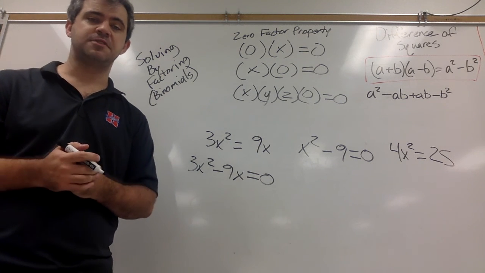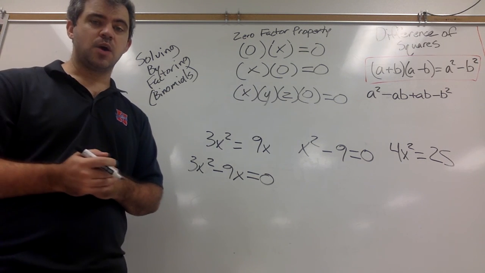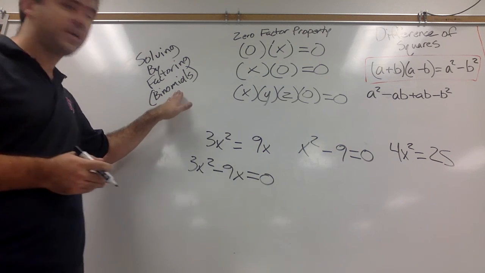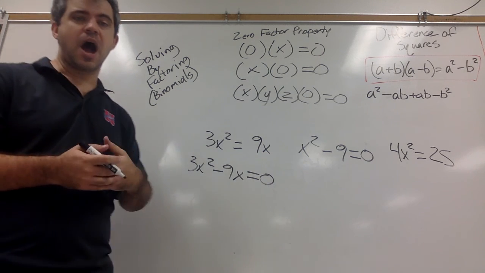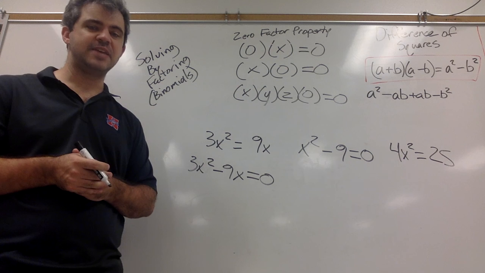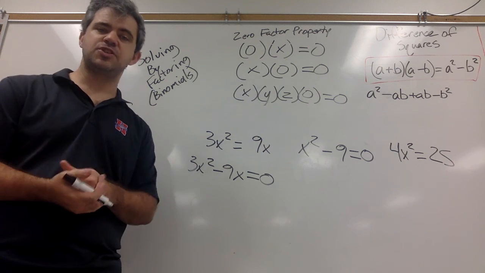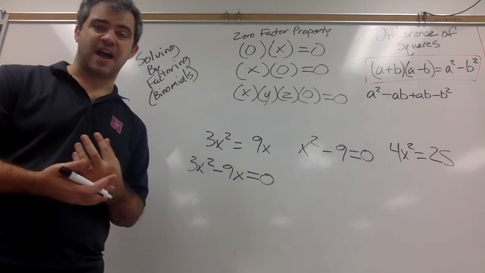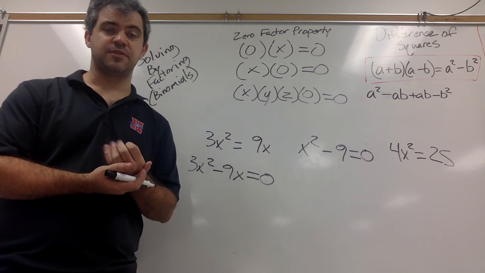Then the next thing we have to do is factor it out. Now, today we're worried about factoring binomials. Hopefully this should be the easier part. So there's two ways to do that. One way is with the greatest common factor, and the other is with a difference of squares.